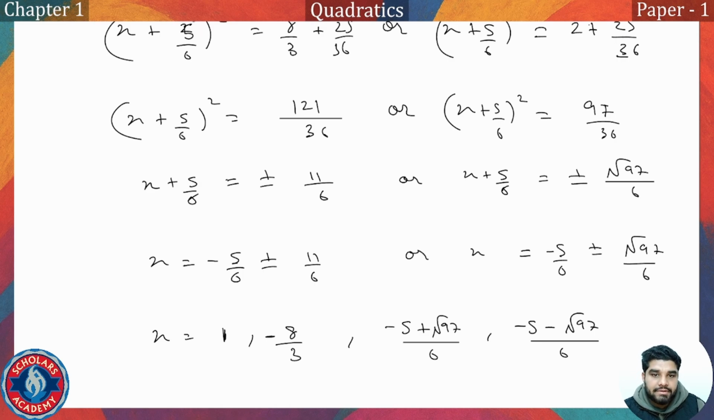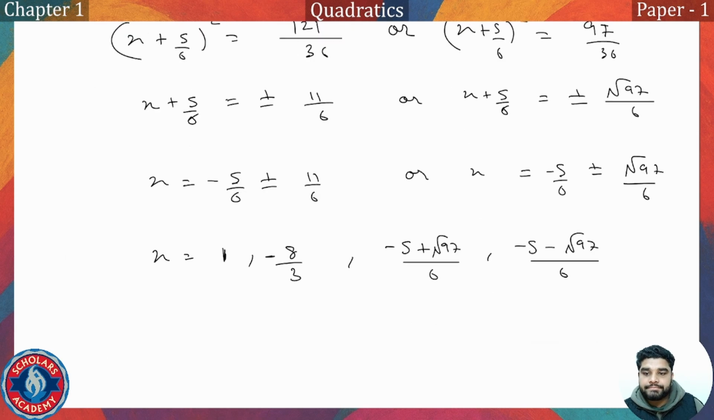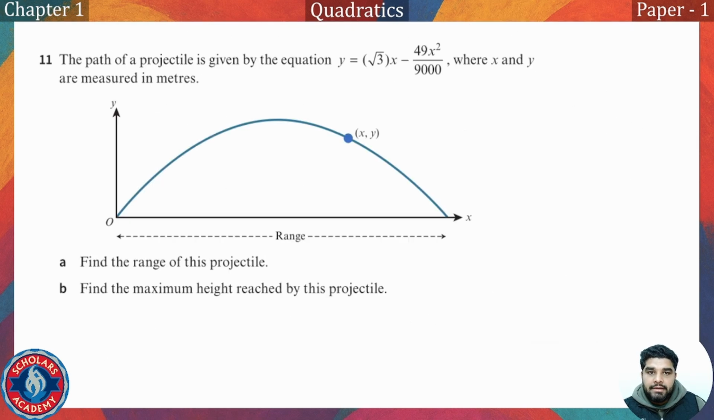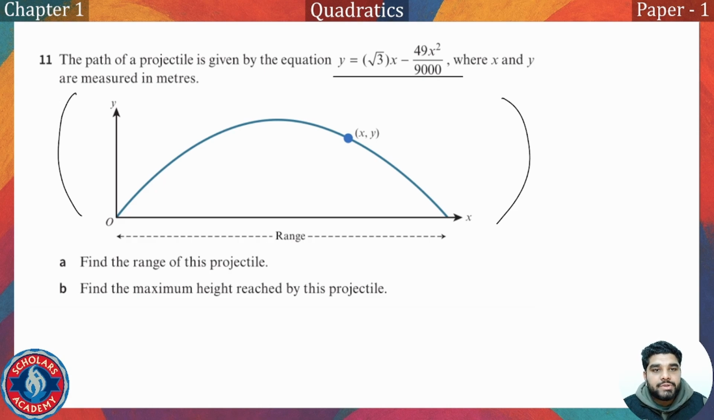This is −8/3. All right. A very good question. This is a real life problem given over here. A projectile is going like this. This is the path of the projectile. The equation of the projectile is over here. The question says we need to find the values of x and y.